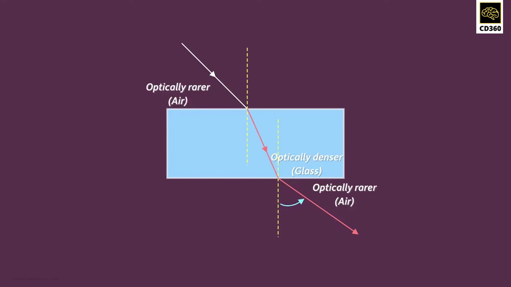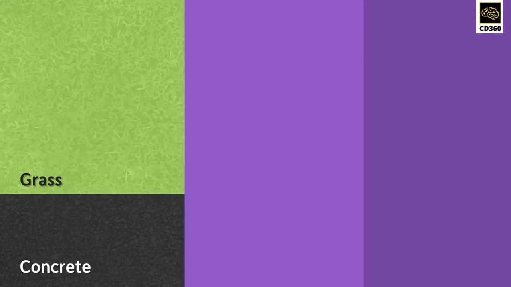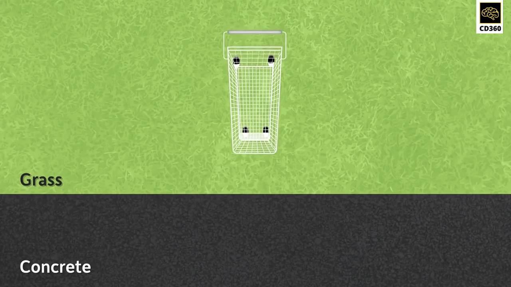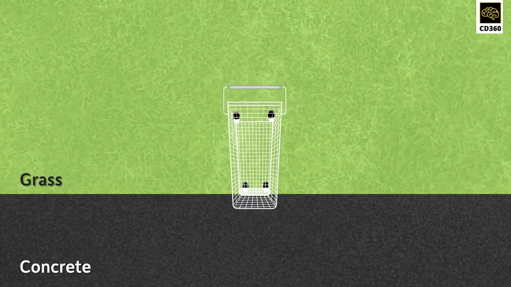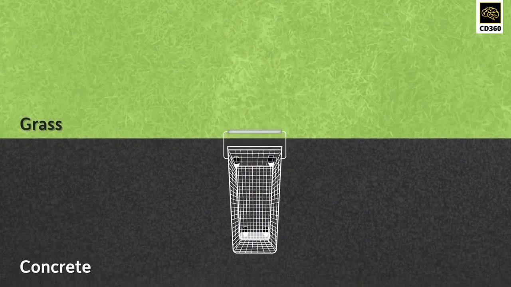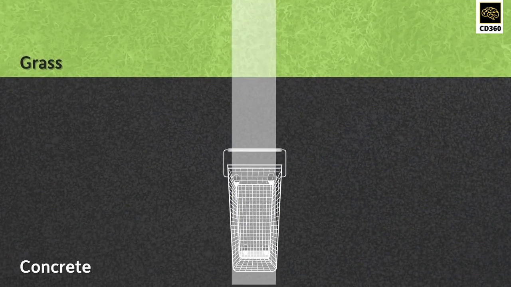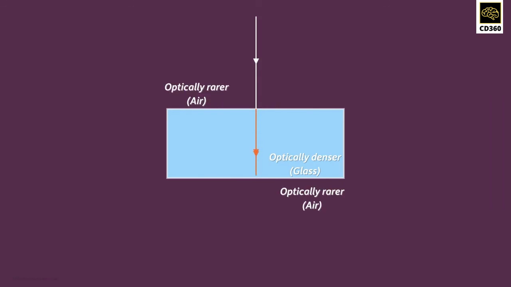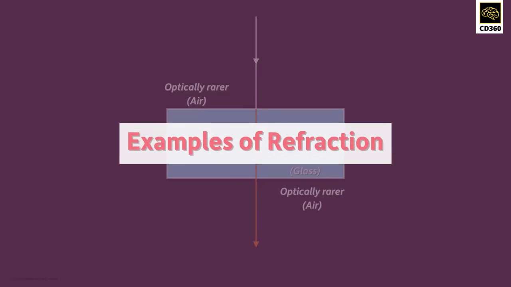One last question to which you will definitely know the answer. What if the cart is entering the concrete like this, perpendicular to the surface? Yes, its speed will increase, but its direction will not change. So if the light is entering an optically rarer medium in a perpendicular manner, then its speed will increase, but its direction will not change. In the next video, we will talk about a few examples of refraction.